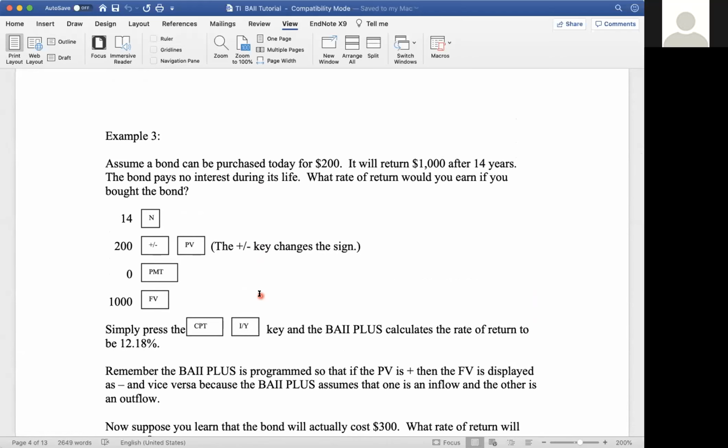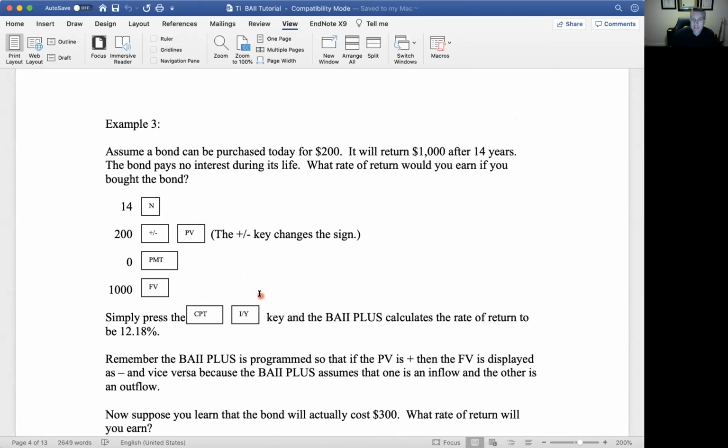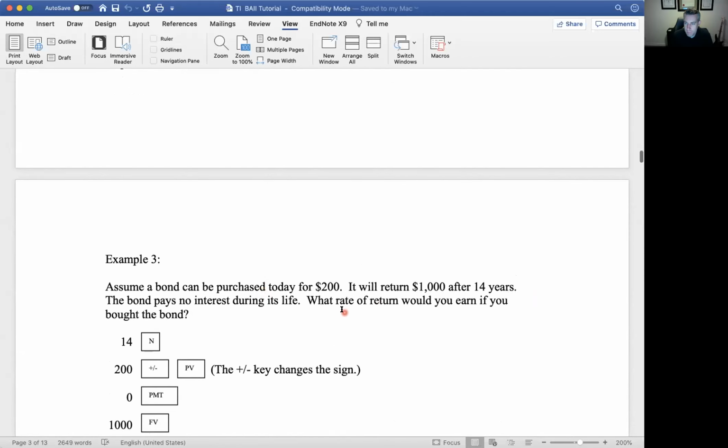Okay, actually this is an important one. So this is example 3. Assume a bond can be purchased. In this one, we're being asked what rate of return would we earn if you bought the bond. And there's an important thing that we need to understand here. Up to this point, we have either looked for future value or present value, but in this case, we are looking for I. We want to know what the interest rate we're earning on this bond is. What rate of return would we earn on the bond?